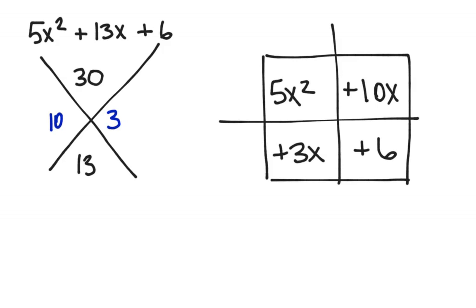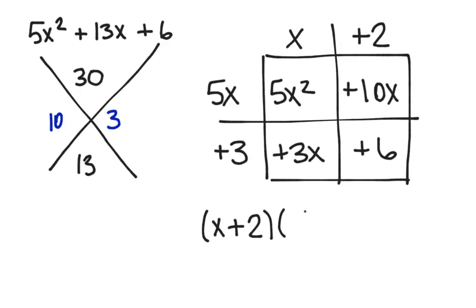Okay, going down, 5x squared and 3x have an x in common, or just x. 10 and 6 both can be divided by 2, plus 2, no x because they don't both have x's. Going across, 5x squared and 10x both can be divided by 5, and both terms have an x. Lowest power is x to the first. 3 and 6 can both be divided by 3, and I don't need x. So again, we think this factors into x plus 2 times 5x plus 3.